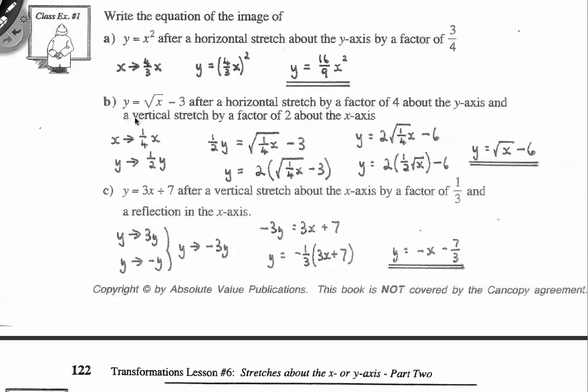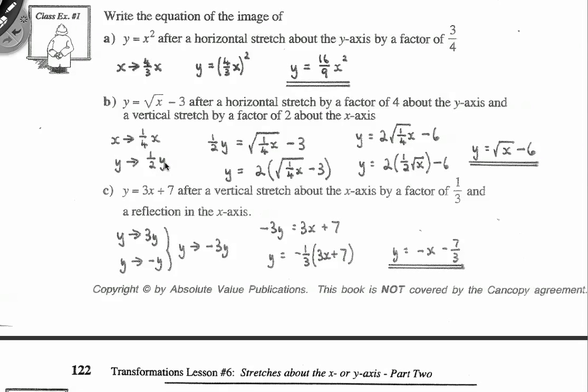Part B, y equals the square root of x minus 3 after a horizontal stretch by a factor of 4 about the y-axis and a vertical stretch by a factor of 2 about the x-axis. So two things are going on here. First, horizontal stretch by a factor of 4, so because it's horizontal, you're affecting the x by a factor of 4, so x is going to 1/4 x. The next thing is a vertical stretch by a factor of 2, so y goes to 1/2 y.